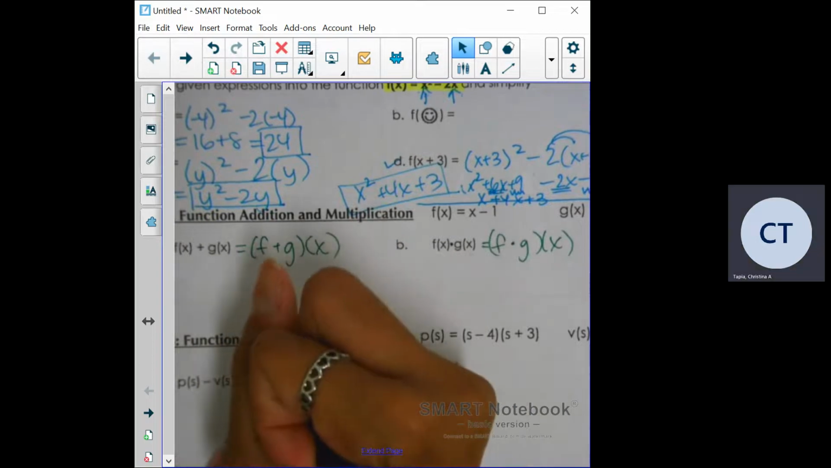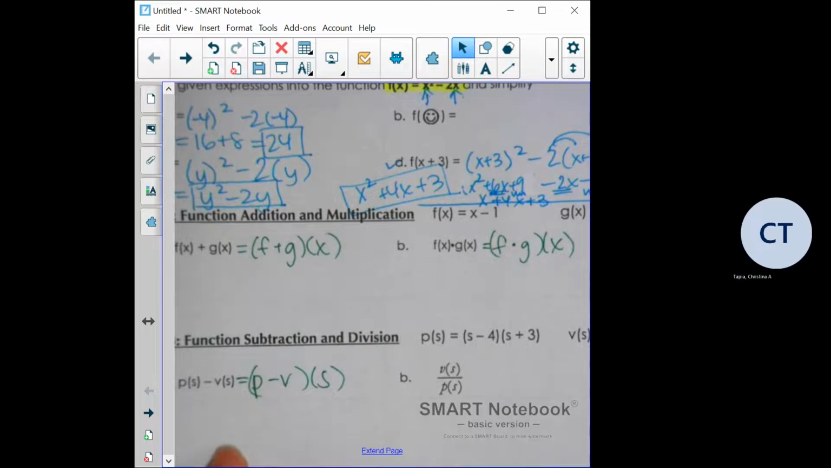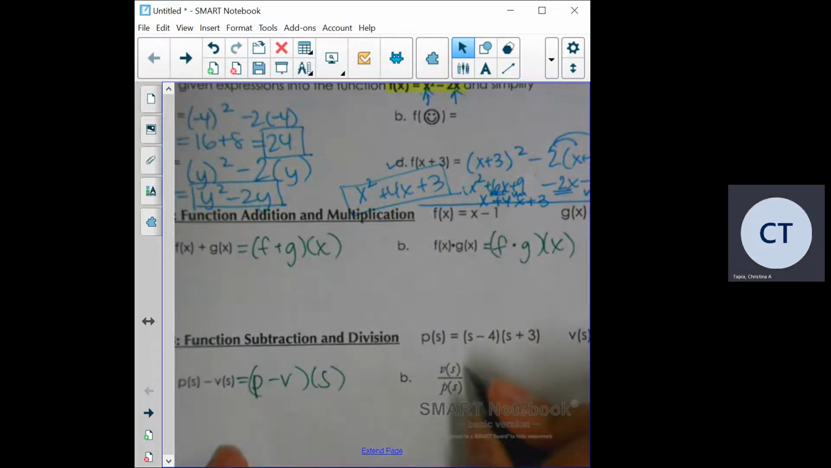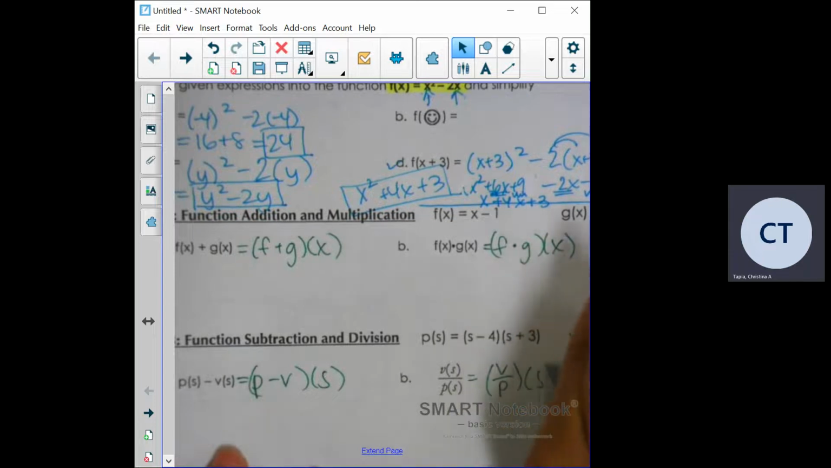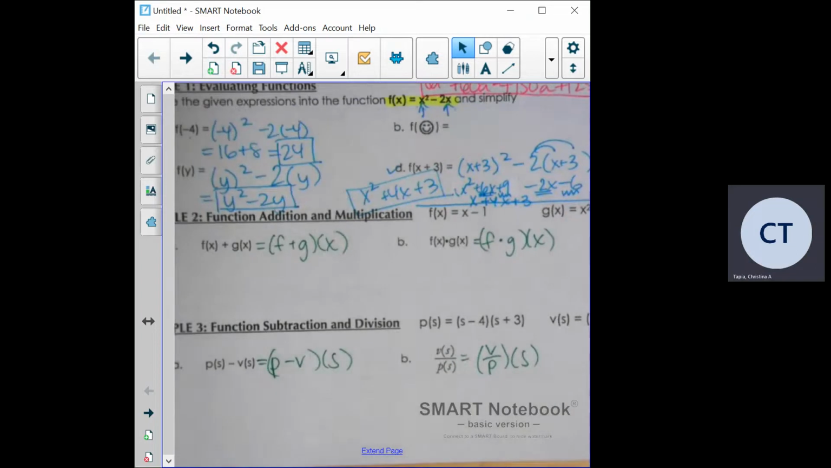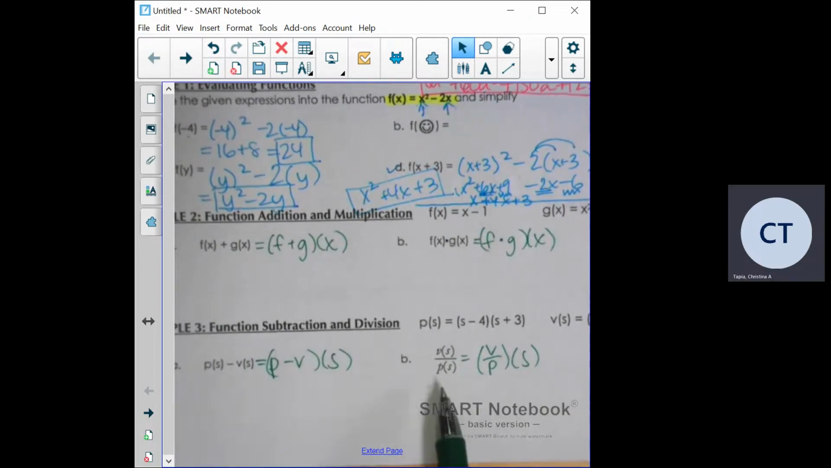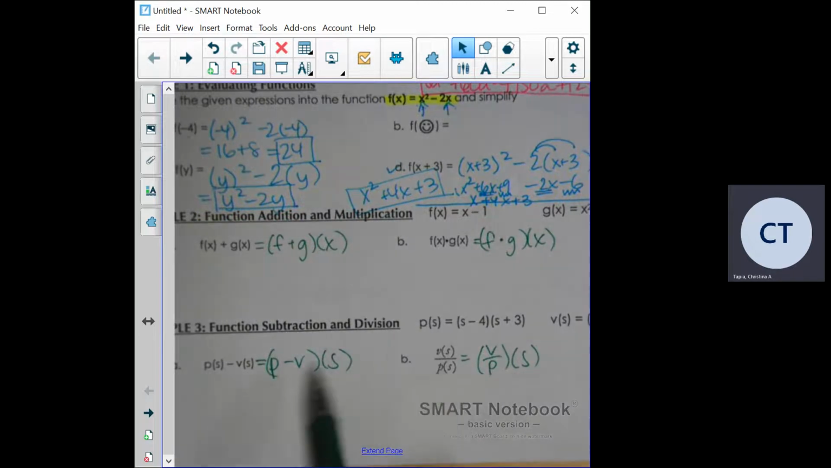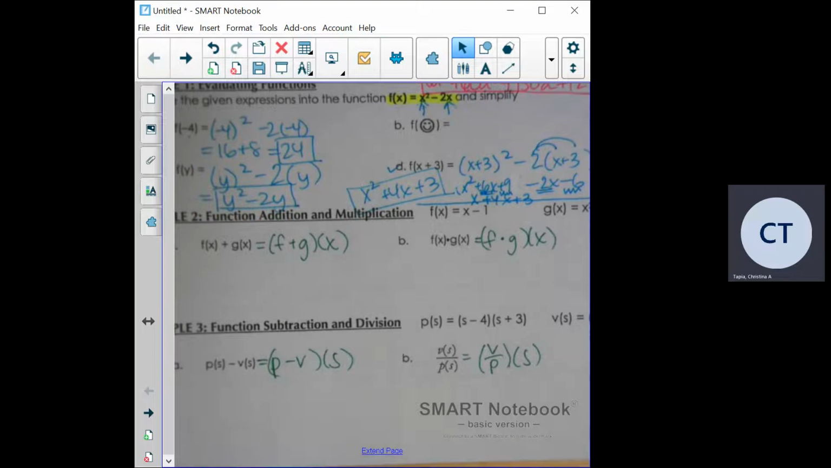For subtraction, you're going to see f minus g of x. And then for division, you're going to see f divided by g of x. So in green, you're still doing the stuff that's in black on the left-hand side of each of these. You're still doing that computation. All I wanted to show you is how you can also see them written. So if you see them written like this, don't get confused.